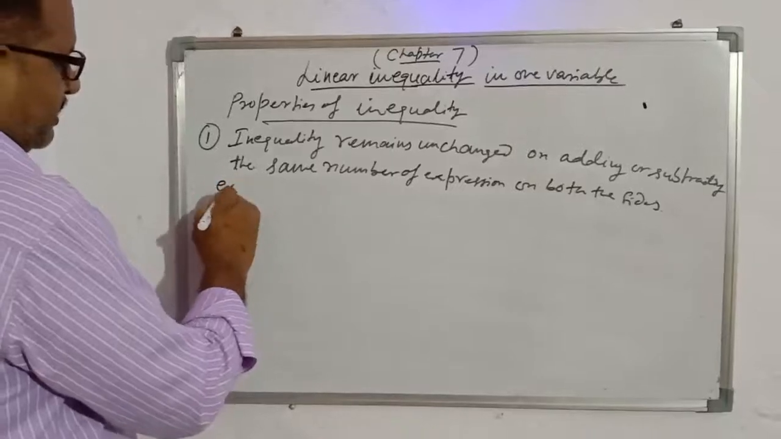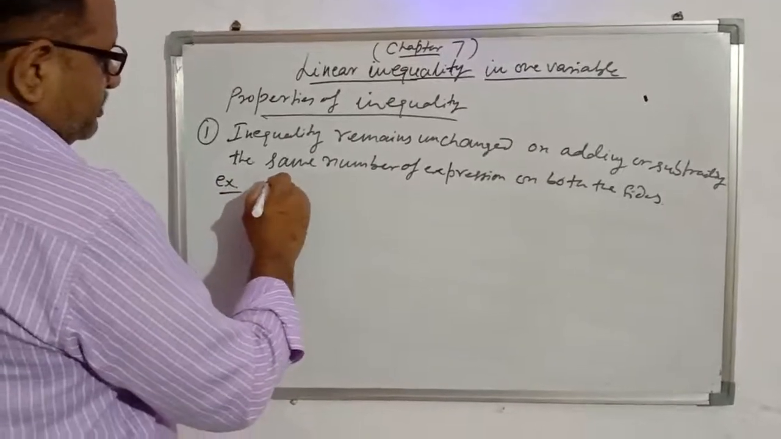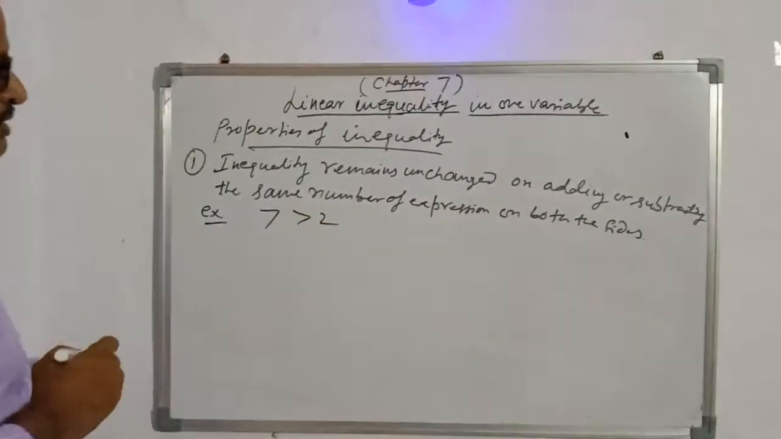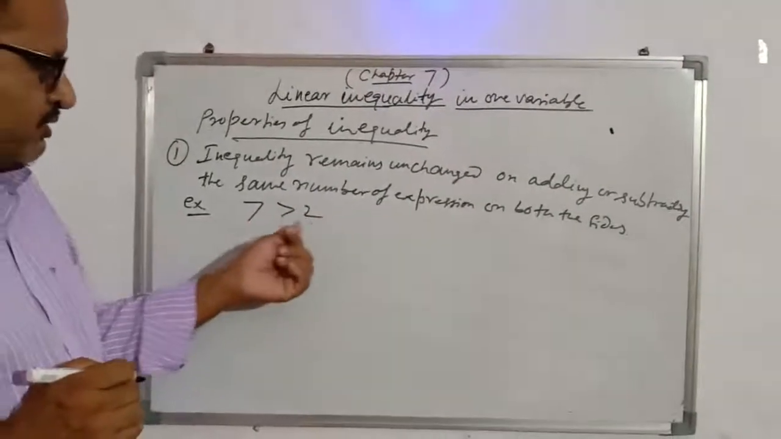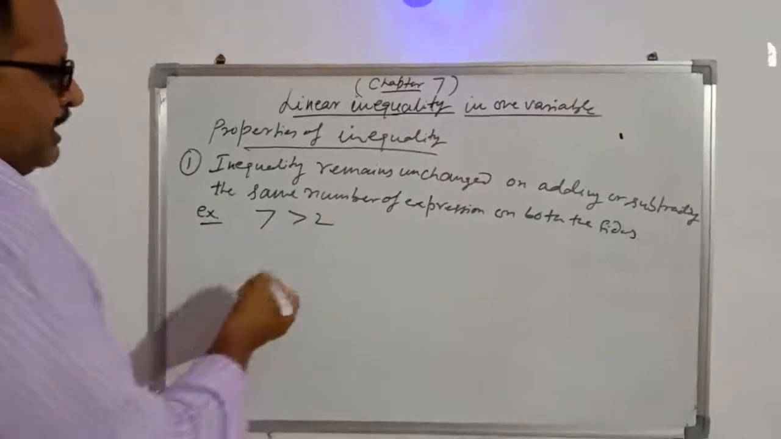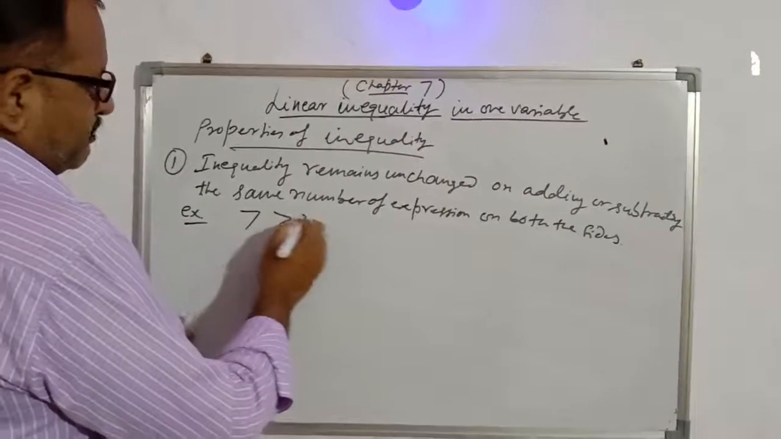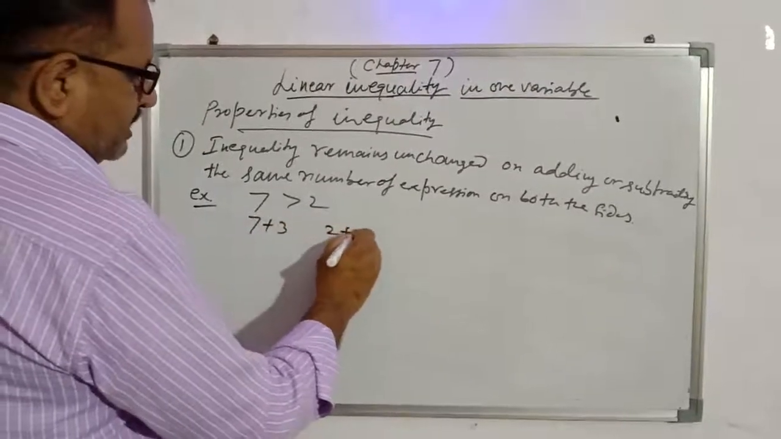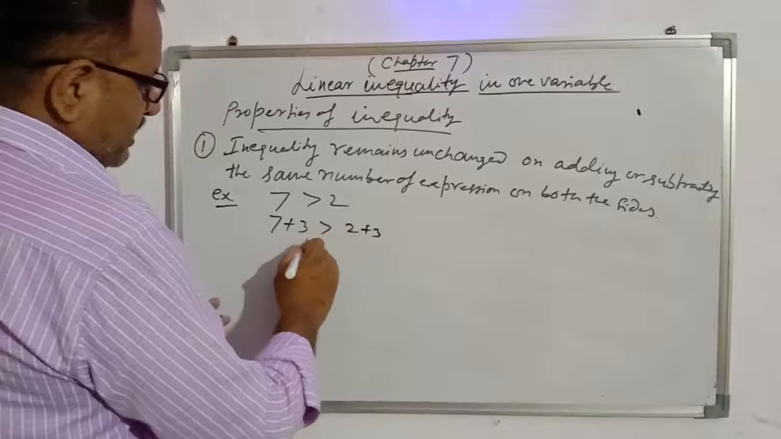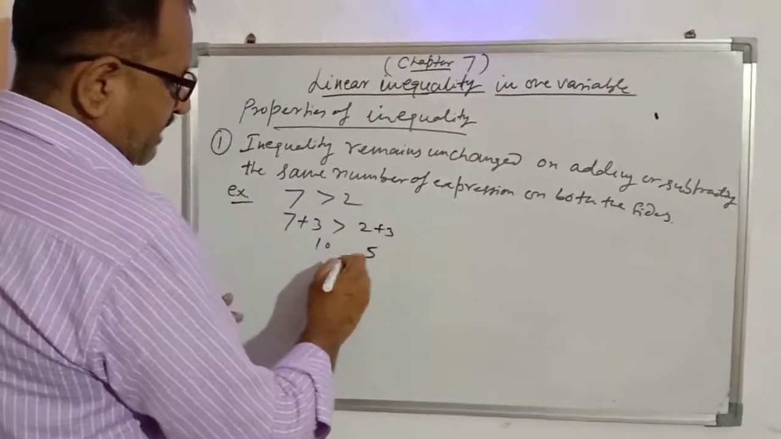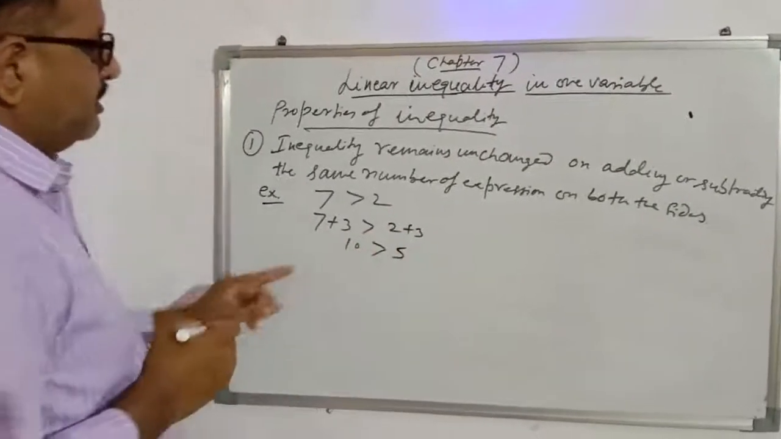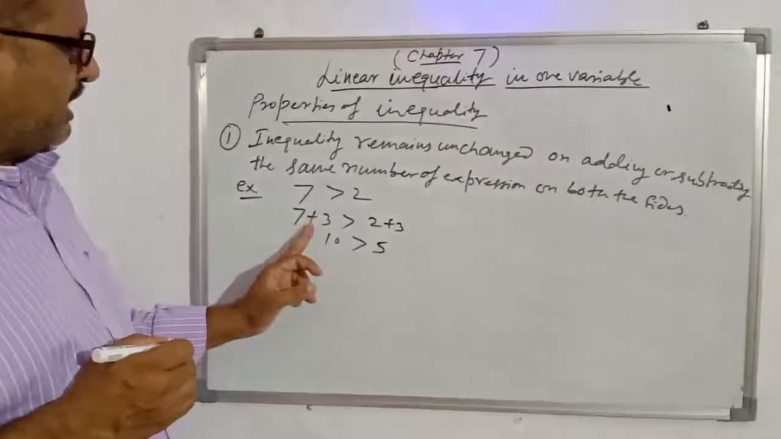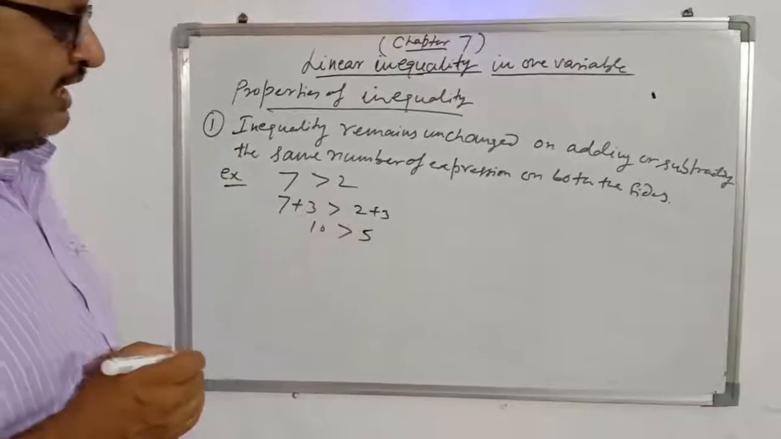You can see the example. Suppose we write 7 greater than 2. It is true, 7 is greater than 2. If we add a fixed number on both the sides, suppose we are adding 3: 7 plus 3 is 10, and 2 plus 3 is 5. 10 is again greater than 5. So the sign of inequality does not change on adding the same number on both the sides.